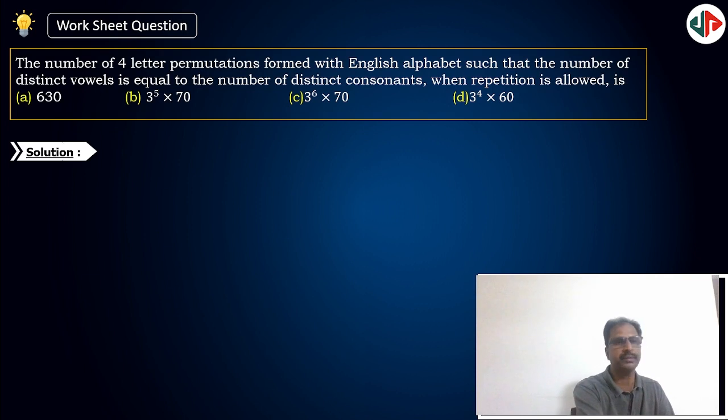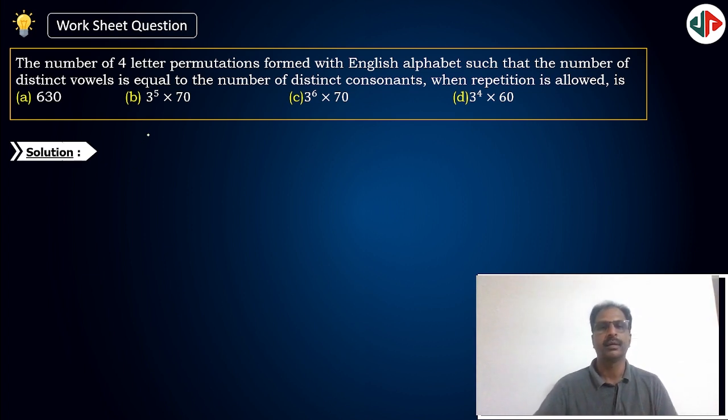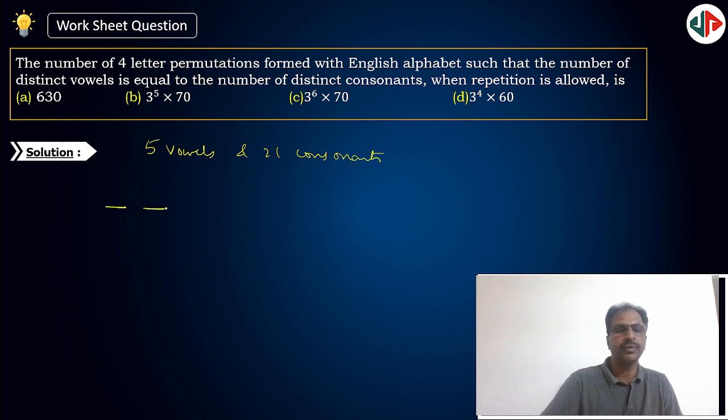Next, the number of 4-letter combinations that can be formed with the English alphabet such that the number of distinct vowels is equal to the number of distinct consonants when repetition is allowed. We have 5 vowels and 21 consonants, and we have to form the number of 4-letter combinations. Number of vowels should be equal to the number of consonants.